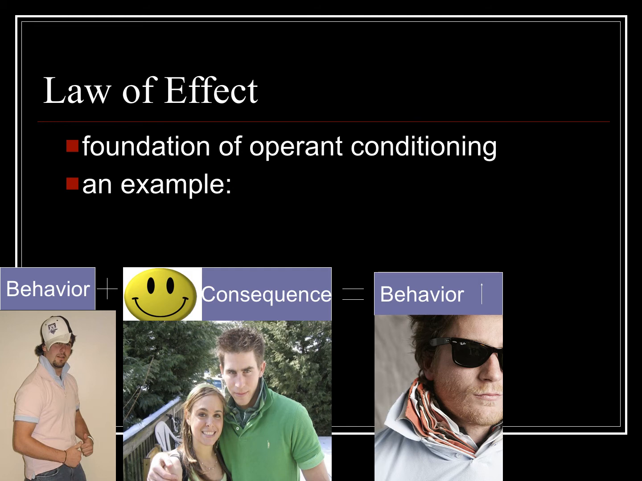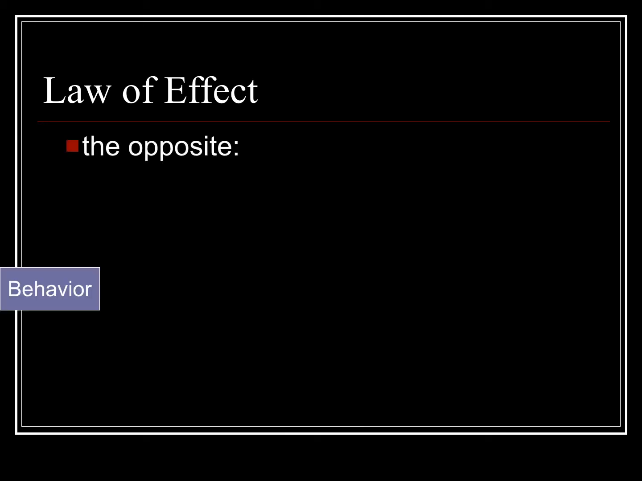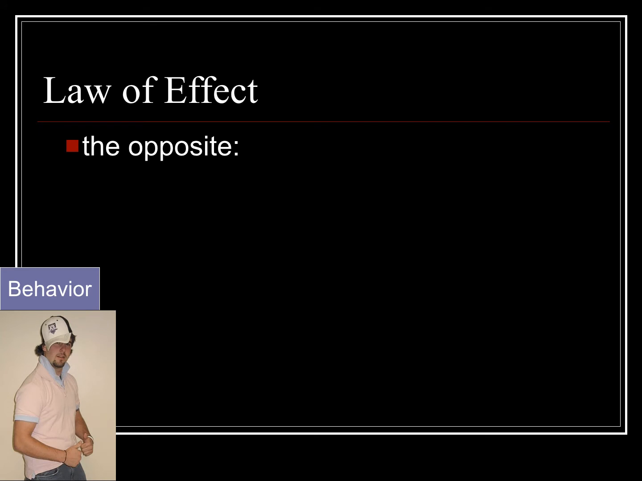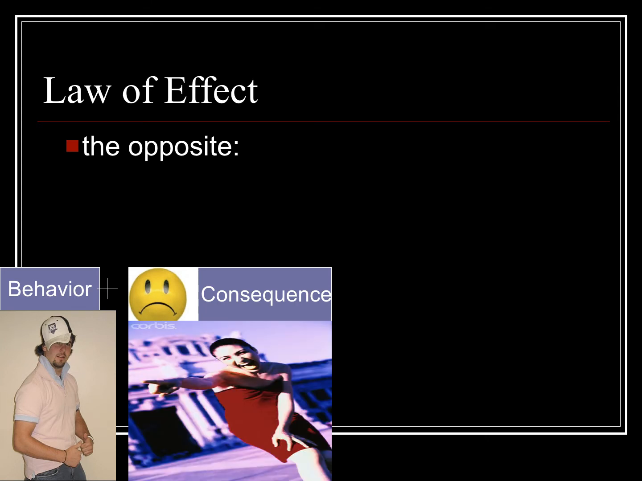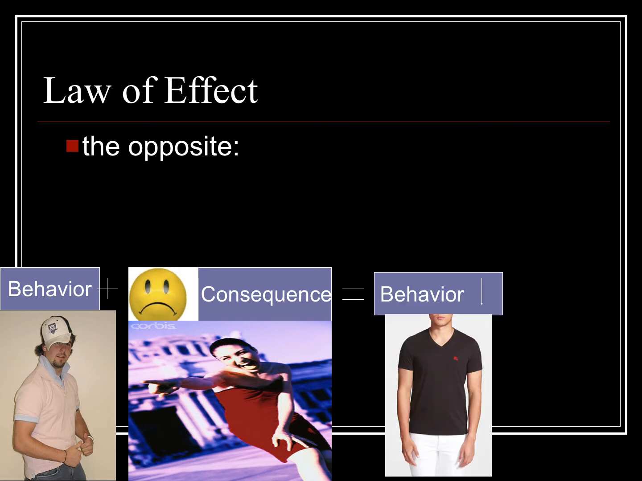Any behavior that is followed by a positive consequence or a good consequence, that behavior is going to increase in the future. The opposite of this, if the same behavior in this case is followed by an unpleasant consequence, for example, somebody laughing at him and ridiculing him, the exact opposite is going to happen. That behavior is going to decrease in the future. And that's what this picture is supposed to represent. The opposite of him popping his collar is maybe wearing no collar at all. But what's most important is that you understand that it decreases the likelihood of that behavior happening again. This is a very powerful effect.